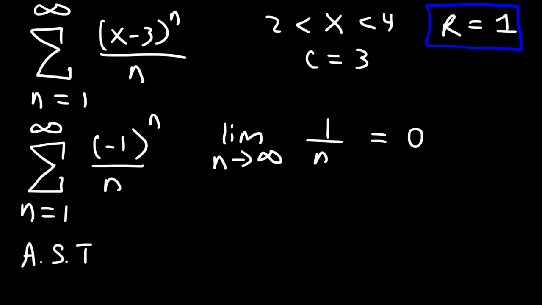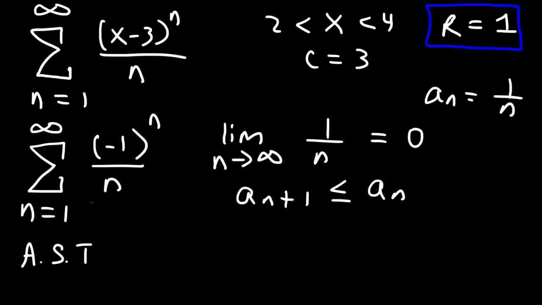Now for the alternating series test, the second thing we need to show is that a sub n plus 1 is less than or equal to a sub n. So in this case, for the alternating series test, a sub n is 1 over n. So just keep that in mind. You take out the negative 1 to the n power.